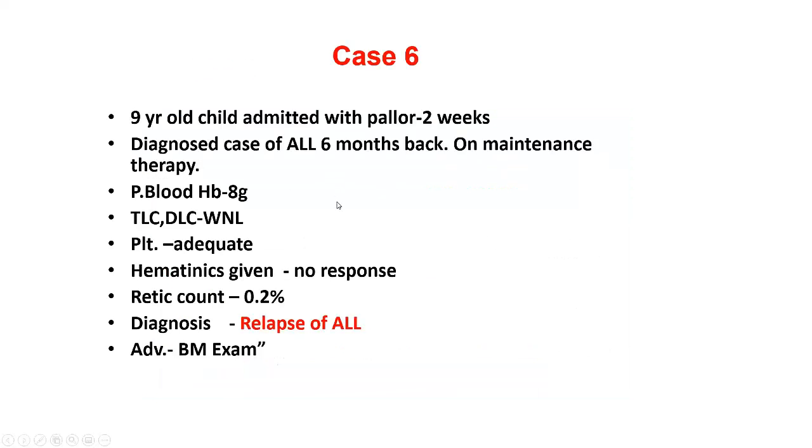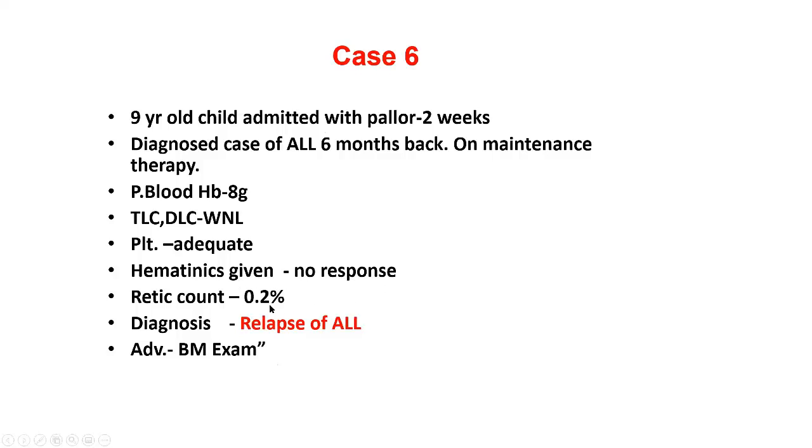Then we go on to case number 6. This was a 9-year-old child admitted with pallor for 2 weeks. He was diagnosed as a case of ALL 6 months back. He was on maintenance therapy. Blood showed a low hemoglobin of 8. TLC, DLC were within normal limits. Platelets were adequate. Hematinics were given, but no response.